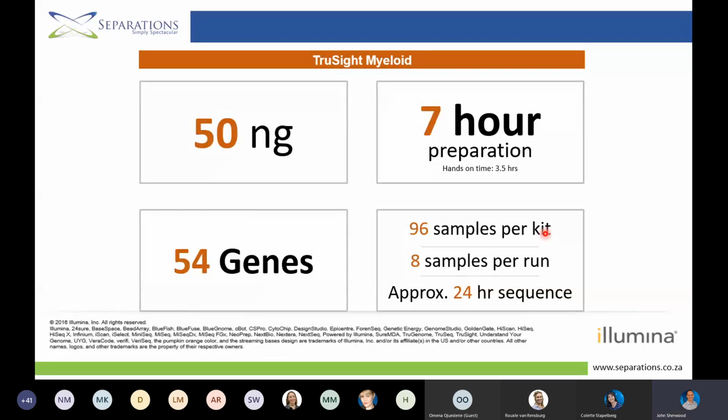Another one that we'll focus on now is the myeloid, which focuses on your 7 most common myeloid leukemias. Again, you need very little sample input. You're looking at only about a 7-hour preparation time with actual hands-on time of 3.5 hours. This obviously excludes your sequencing time, but your entire sample to data workflow is only about 3 days. You're looking at the 54 most common genes found in these myeloid cancers. And again, you're looking at a plexity of about 8 samples per run if you were looking at the MiniSeq specifically.